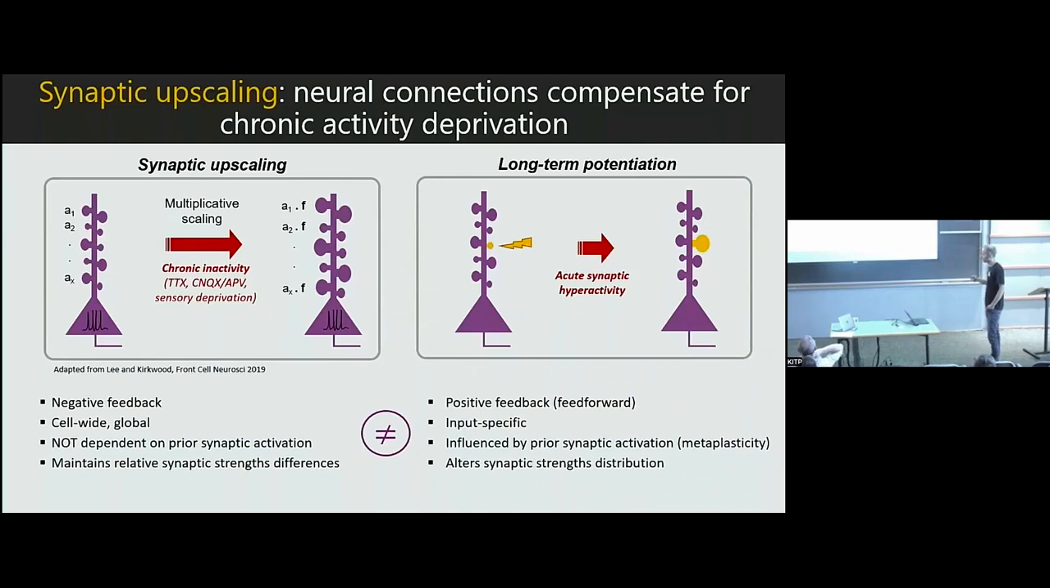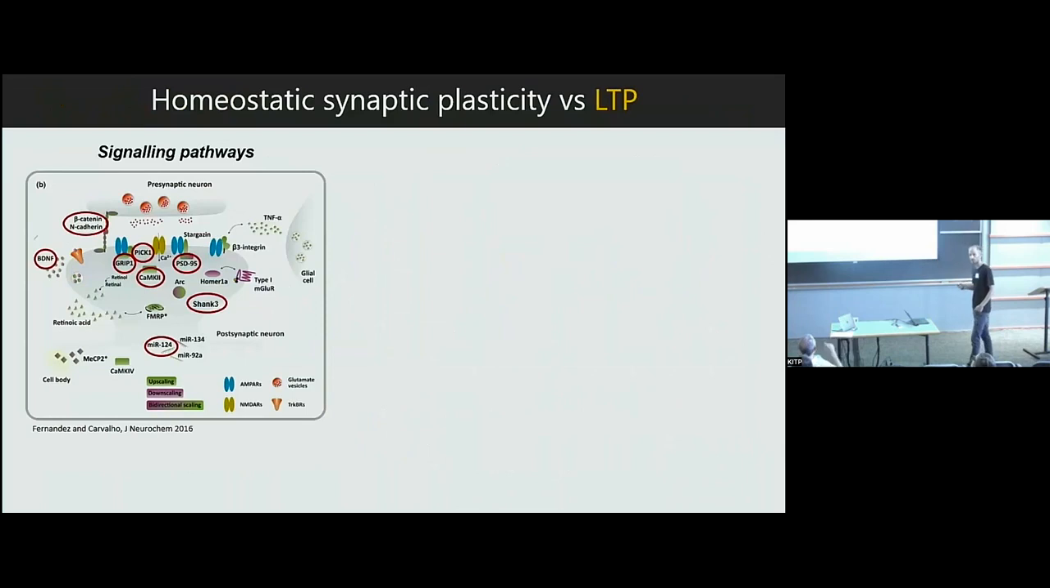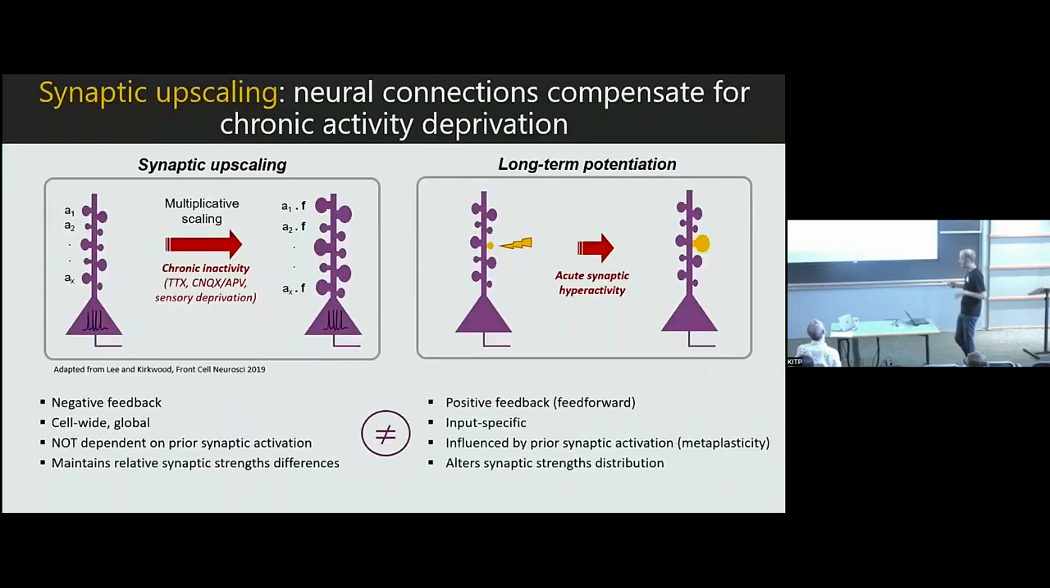So we have two opposite types of plasticity, but they can coexist because one is occurring at a large scale to maintain the firing rate, and one is occurring at the local scale to store new information. Yes? You get downscaling if activity is too high as well, right? Exactly. So homeostatic plasticity can be bidirectional, but today I'm just focusing on the scaling up process. So from now, I would like to challenge this idea a little bit, and this is what I'm going to do for the rest of my presentation.